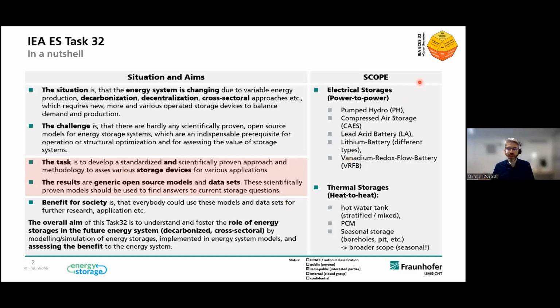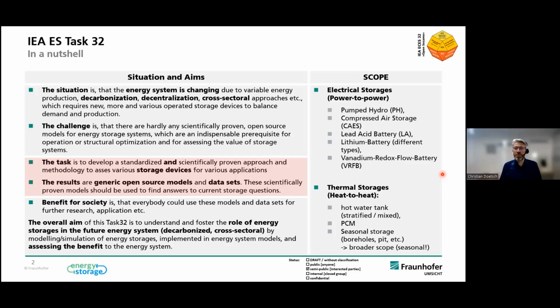Let's switch to the right side. What is the scope? The scope is electrical storages and thermal storages. This is very important because in most cases there's a more or less big gap between the electric community and the thermal community. Many researchers are working on thermal storage and others are working on electrical storages, but there are really only a handful of researchers working on both. That's the problem, and so we try to bring both sides together here.